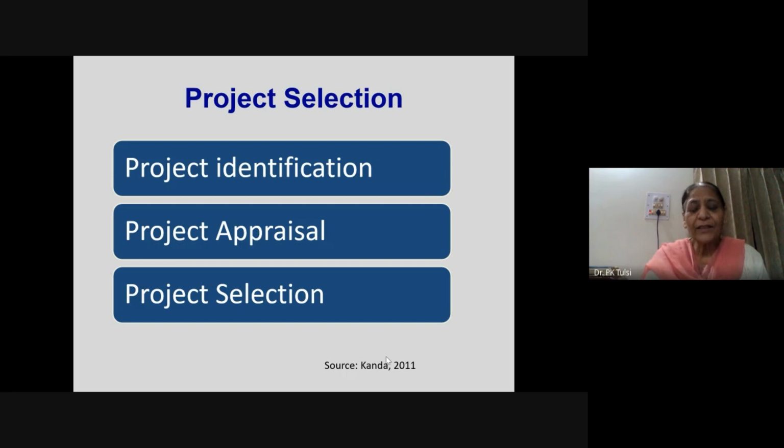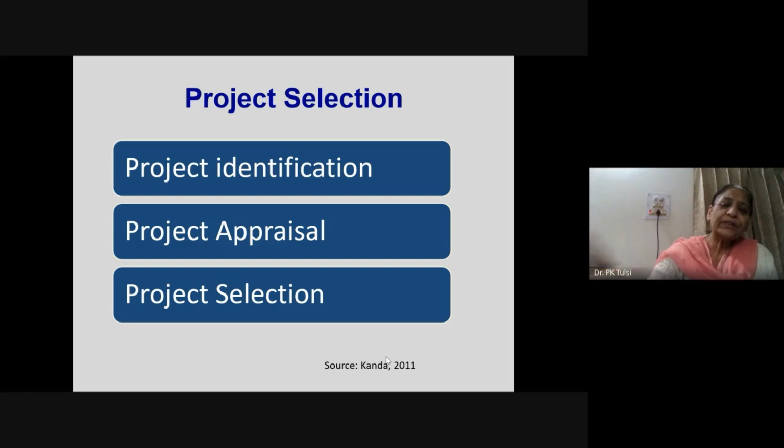So when we look at these three, I've just referred to one of the books on project planning and management by Kanda, 2011. And he has given a beautiful description of all these aspects. When it comes to project identification, the whole process starts with a very systematic need analysis.